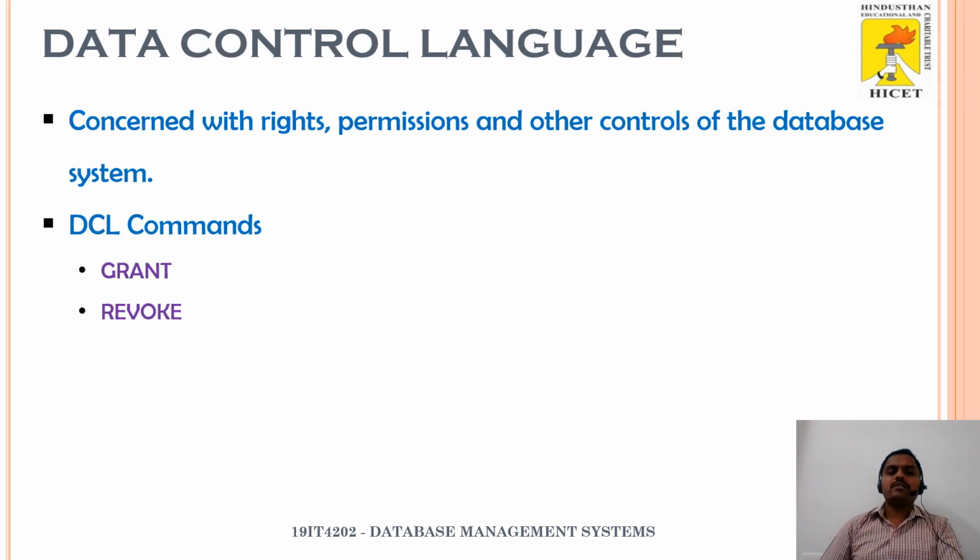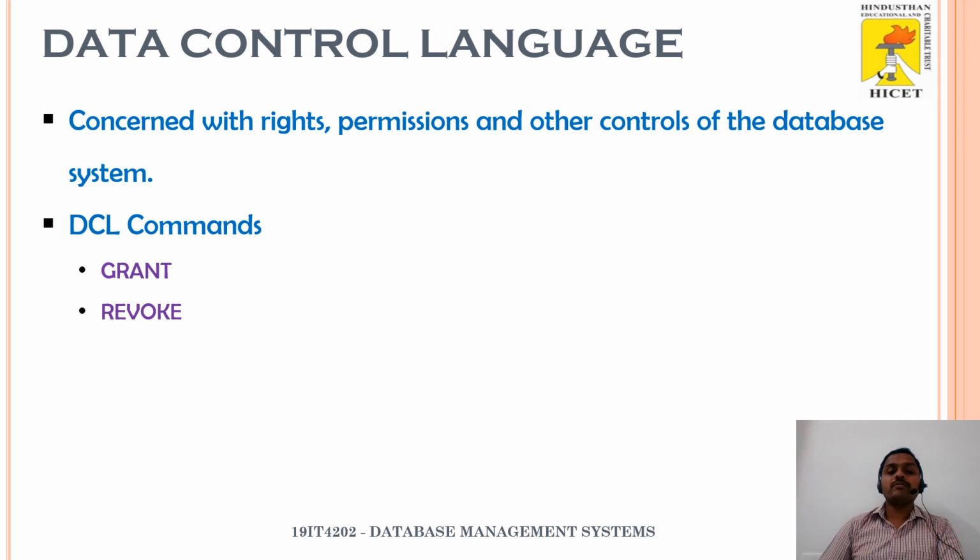The third language in SQL is data control language. It is concerned with the rights, permissions, and other access controls of the database system. By using DCL, the user is able to grant and take back authority from any database users. Here we have two commands: grant and revoke. The grant command is used to give permissions or access privileges on the database, like creating a table, creating a database, retrieving records from the database, or updating data in a table. We may have a number of privileges, and all those privileges can be assigned by using the grant command.